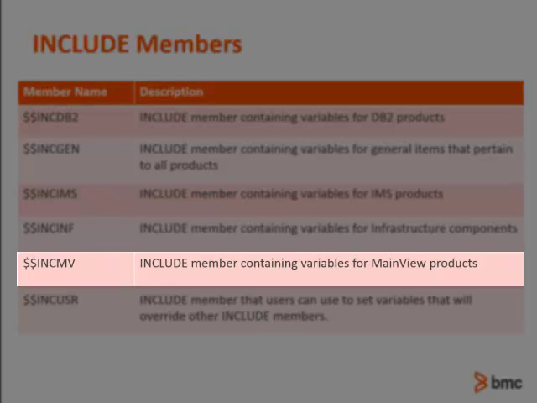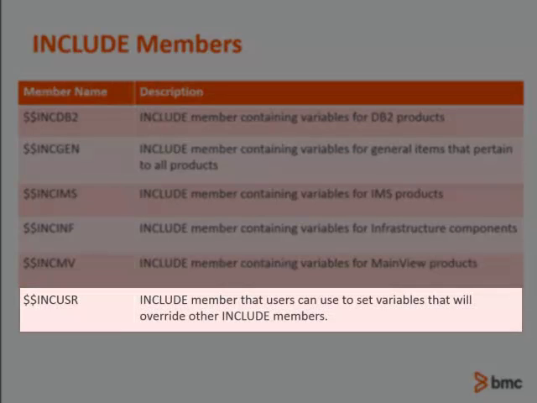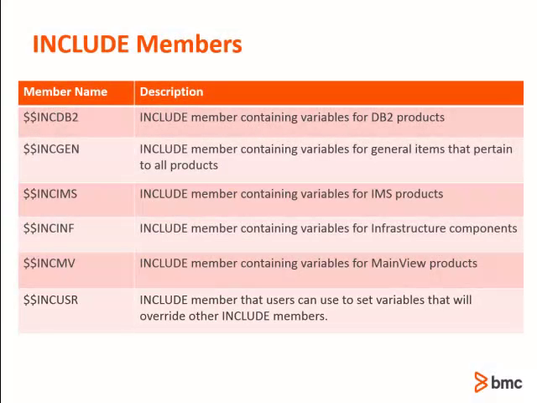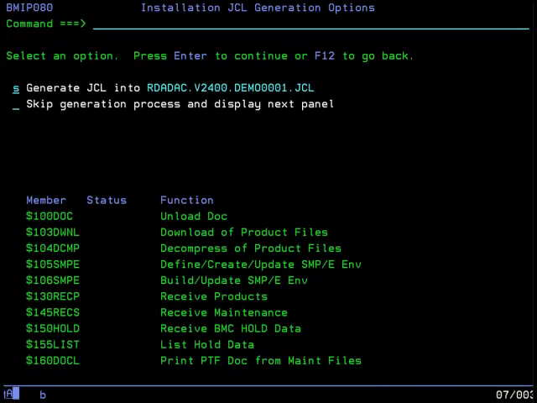$INC MV is the include member that contains variables for main view products. $INC USR is the include member where you can set variables that will override other include members. This can be useful if you know that you want to always override certain variables on a different LPAR or sysplex, and you don't want to have to keep resetting these whenever you copy the JCL to deploy to another environment. The installation jobs all belong to the $100 series and perform the download, decompress, SMPE receive, apply, and accept.